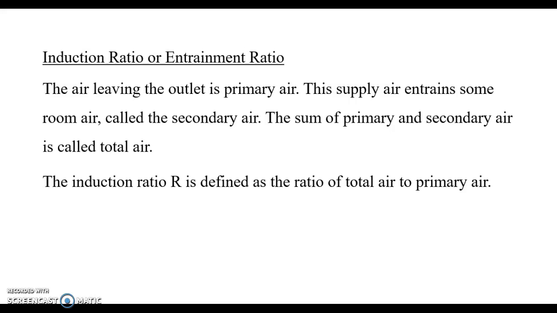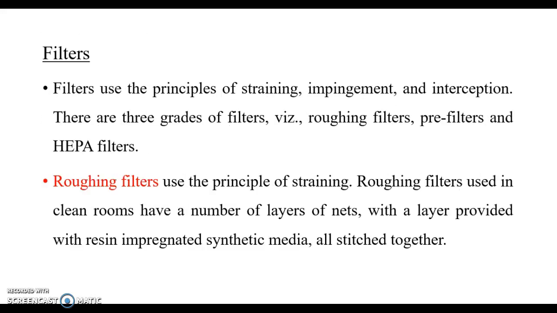Induction ratio or entrainment ratio. The air leaving the outlet is primary air. The supply air entrains some room air, called secondary air. The sum of the primary and secondary is called total air. The induction ratio is the ratio of total air to the primary air. So blow, drop, and induction ratio are the principles of the air distribution system.